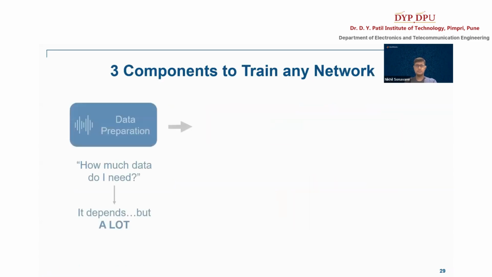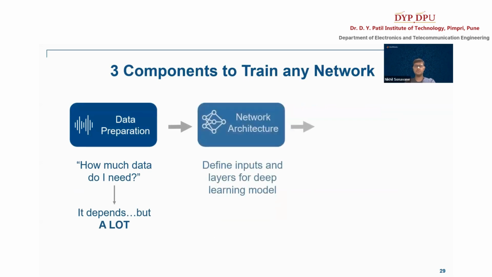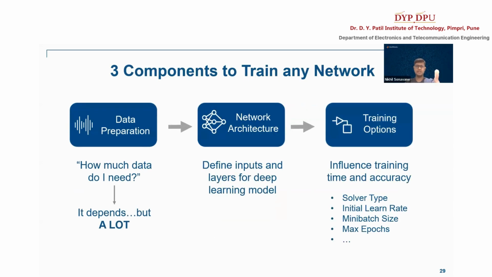Okay. So to train a network, we need three components. One is that we should be ready with data. Second is the architecture, which is what we are trying to come up with. And then once we have the architecture ready, we'll also talk about what our training options should be. So it can be solver type, learning rate, batch size, epochs, and all those things. We'll talk about that in a bit, but these are the major components that we need for training.